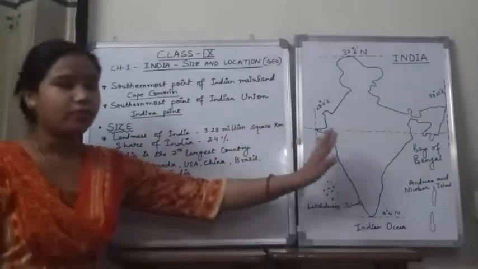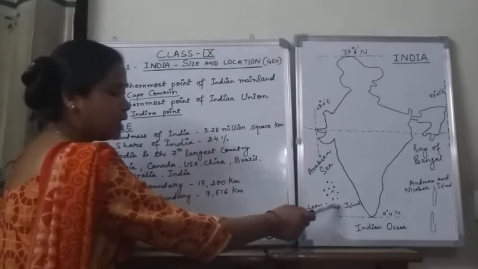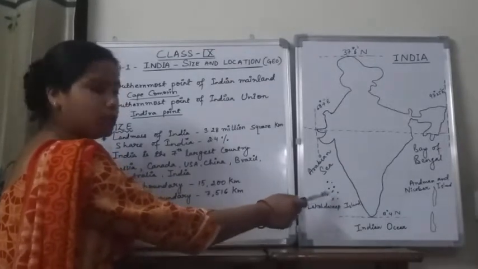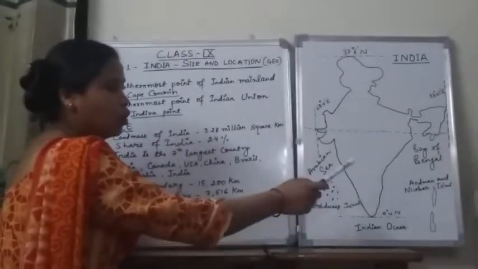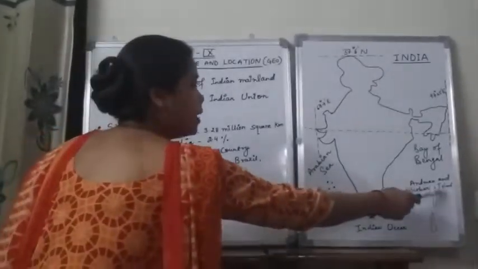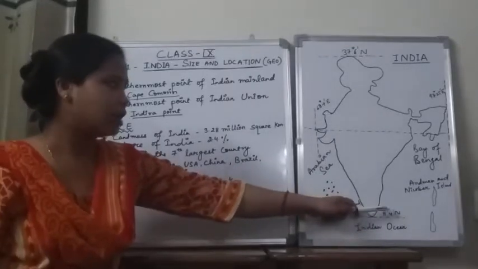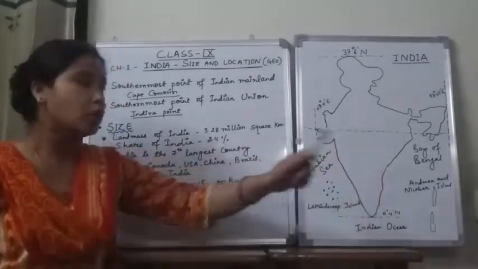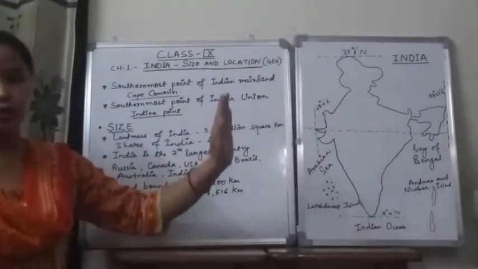Apart from the mainland of India, we also have two islands in our country. These are the Lakshadweep Islands in the southwest part of our country in the Arabian Sea, and we also have the Andaman and the Nicobar Islands in the southeast part of our country in the Bay of Bengal. So both these islands are also a part of our Indian Union.